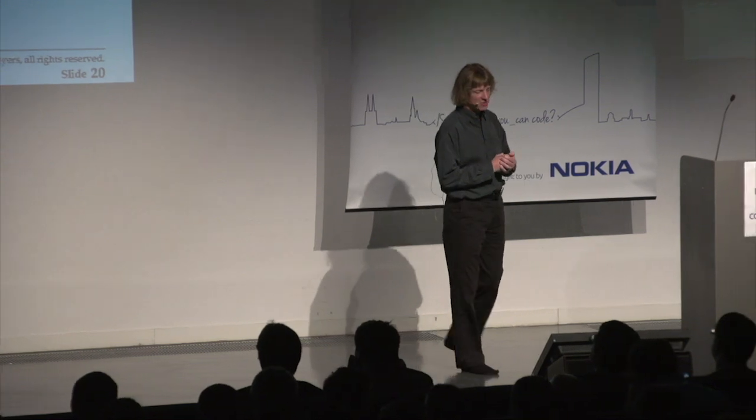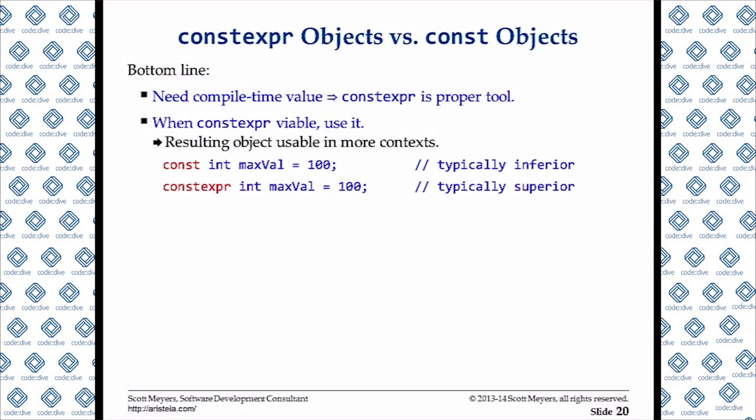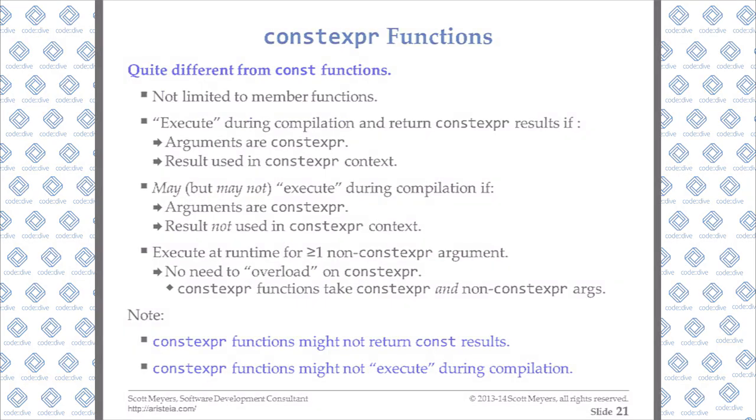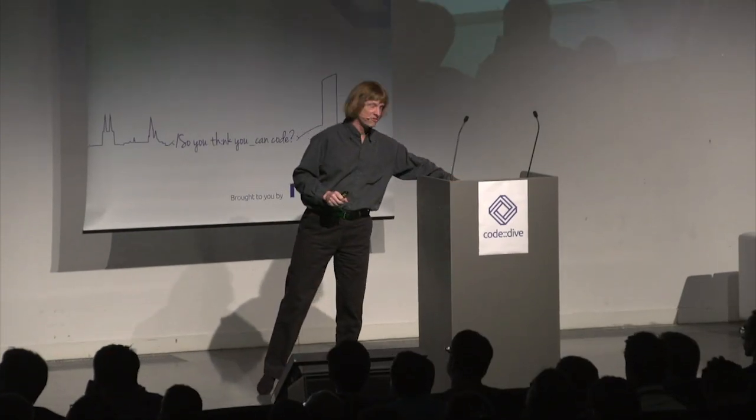All right. Okay, bottom line on constexpr objects is if you need a compile time value, the tool you want to reach for is constexpr, not const. And as I mentioned, if you can use constexpr, you really want to use it because it makes things viable in a wider variety of contexts. But the really cool thing, to be honest, is constexpr functions.